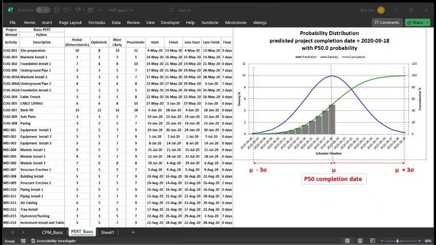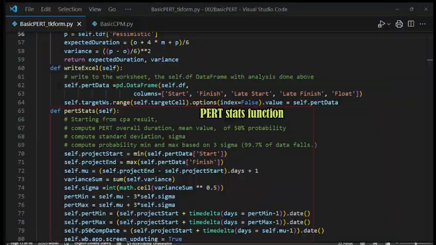Probability distribution is based on normal distribution with ±3 standard deviations. This allows us to predict completion probability percentage by the desired completion date. Separately, it allows us to predict complete date to achieve the expected completion probability percentage. The function named PERT_stats is devised to calculate standard deviation and probability schedule range based on ±3 standard deviations.